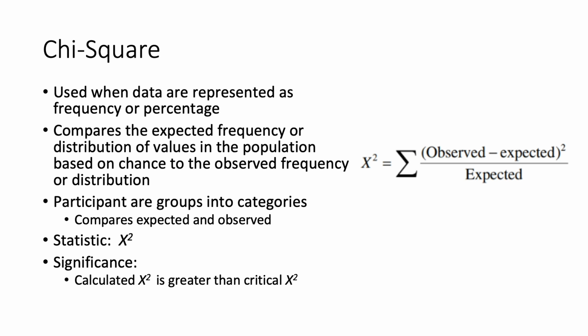One of the situations for which researchers must choose nonparametric statistics is comparison of frequencies or percentages among different categories of participants. Chi-square compares the expected frequency or distribution of values in the population based on chance to the observed frequency or distribution. Therefore, the participants are grouped into categories such as expected and observed. The statistical symbol for a chi-square test is χ². For it to be significant, similar to the independent t-test and ANOVA, the calculated χ² has to be greater than the critical χ² value.